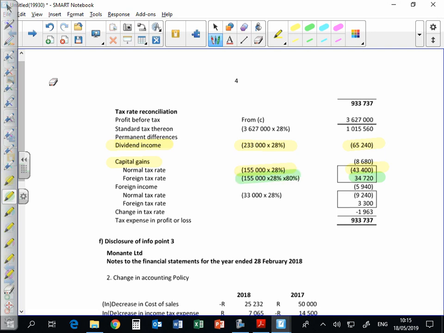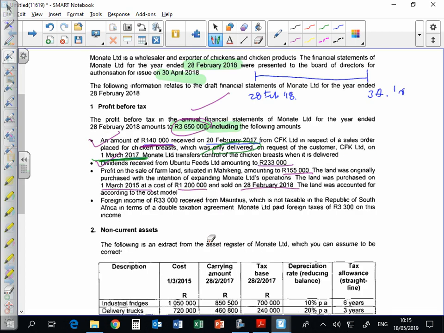Oh, I don't know why it says that. It shouldn't say that. It should say capital. Right, so it's the capital gains rate. All right, profit. There we go. That's done. You guys are all happy with this?